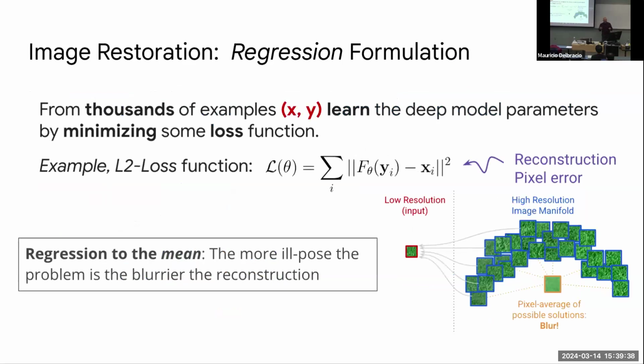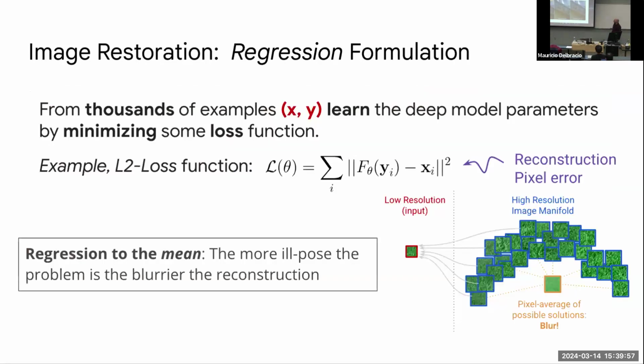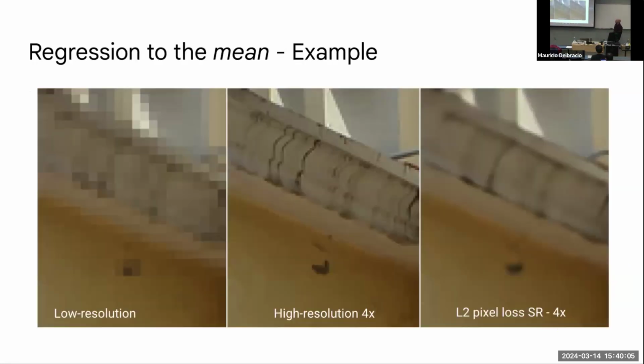Well, I have a question. So that would only be blurry if you're assuming that the average is not a reasonable image. Exactly. I'm going to show you an example. Yeah, that's a good question, right? In general, this average is going to be out of the distribution. And the key thing is, the more ill-posed a problem is, the larger this effect. So let me show you an example.